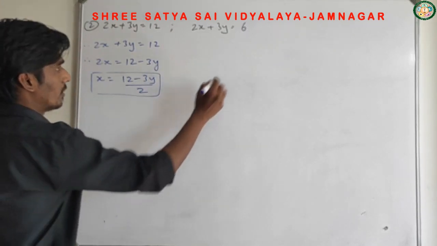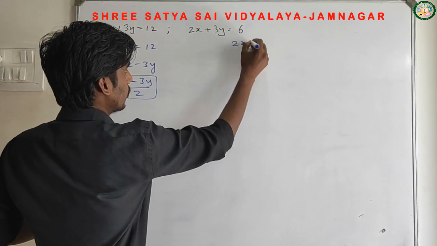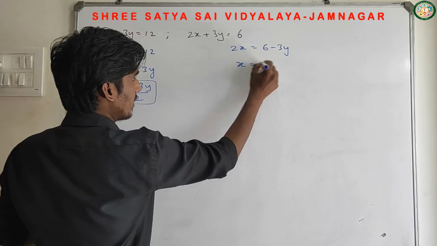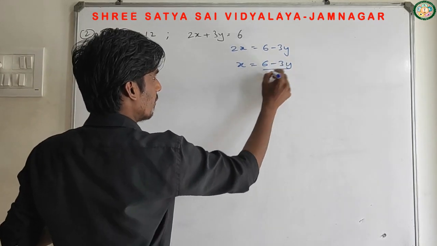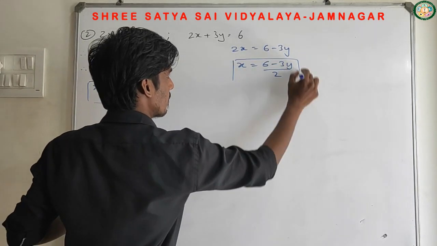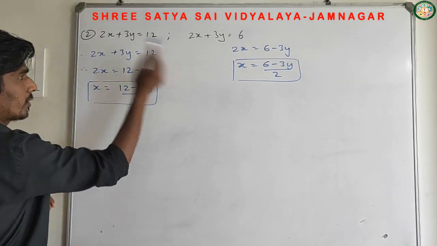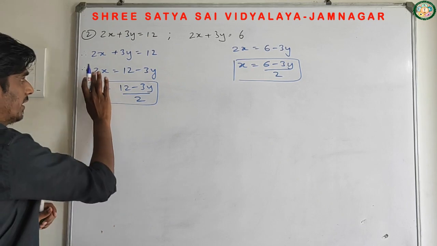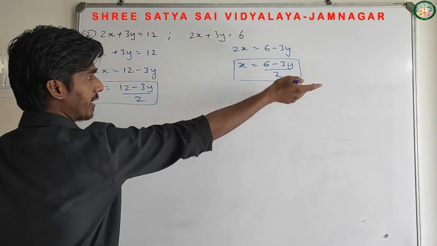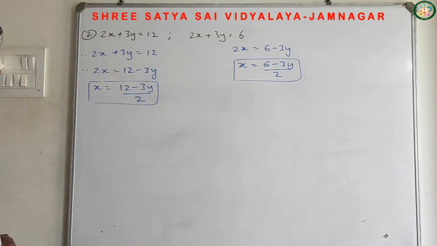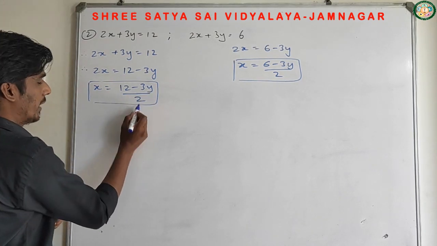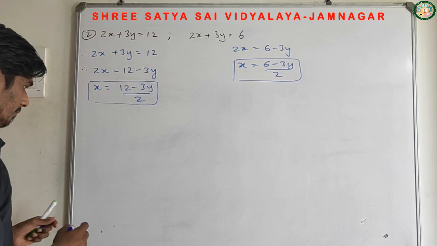Now similarly for this one, 2x equals 6 minus 3y, x equals 6 minus 3y upon 2. You can take this 2x over that side, then also it's possible. But here I took 3y over that side, and here also I take 3y over that side. Now I have to replace different values of y to get different values of x.